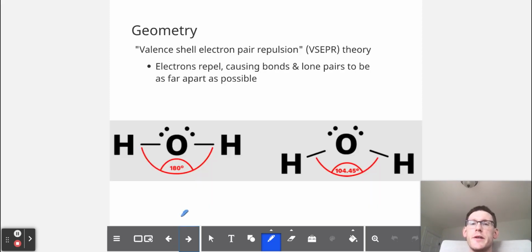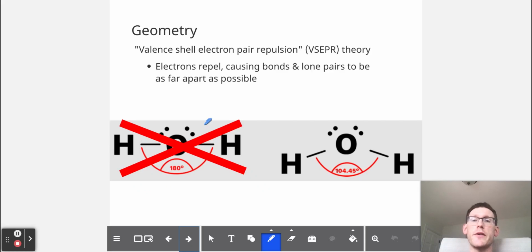On to geometry. VSEPR theory stands for valence shell electron pair repulsion. Simply put, electrons repel one another, and that causes bonds and lone pairs to be as far apart from one another as possible. In general, you'll get an even distribution around a central atom of all the different electron domains. And that's why the structure on the left didn't make any sense. The structure on the right has an even distribution of electrons around the oxygen.